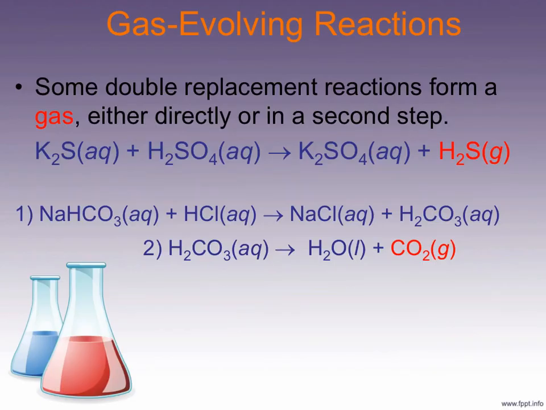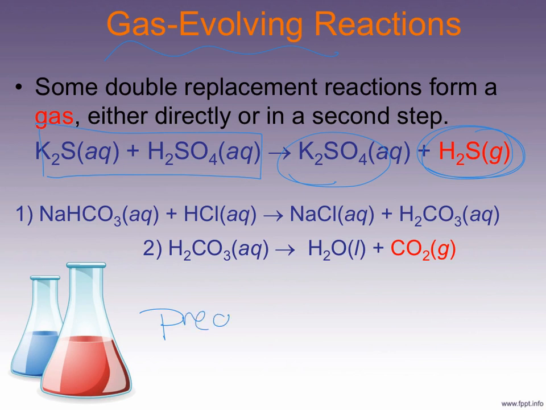The third and last type of double replacement is gas evolving. And so in this case, again, you start with 2 ionic type compounds that switch partners. And hopefully by now you could predict the products. And in a gas evolving reaction, let me just summarize these.